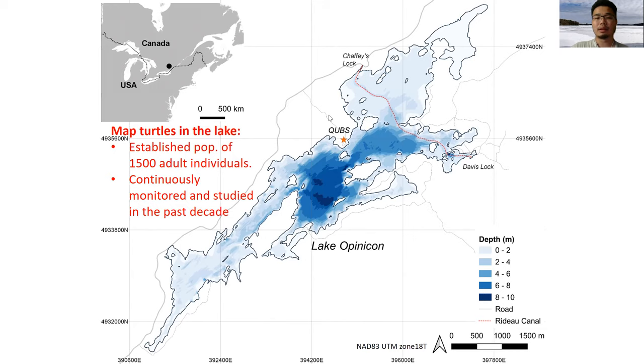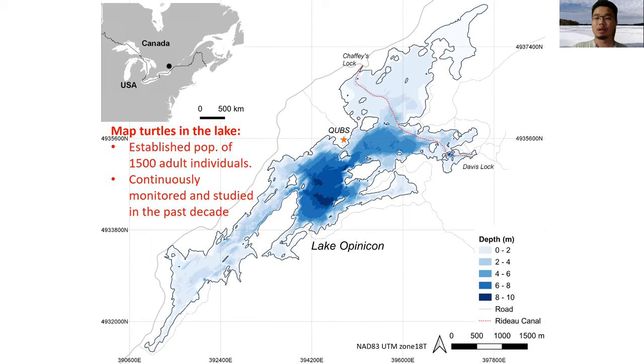We have an established population of about 1,500 adult individuals of map turtles in the lake. It's actually one of the largest northern map turtle populations in eastern North America. And it has been continuously monitored by one of our colleagues, Greg Bote, who has been monitoring this population of map turtles since his PhD back in the early 2000s. So we do know a lot of things about these turtles in the lake.